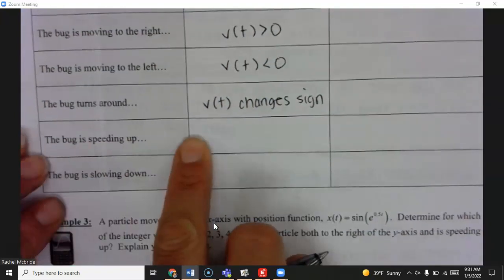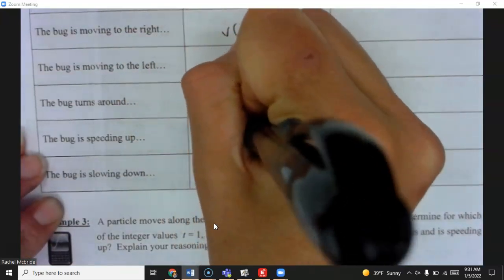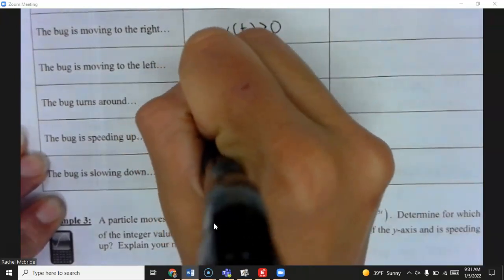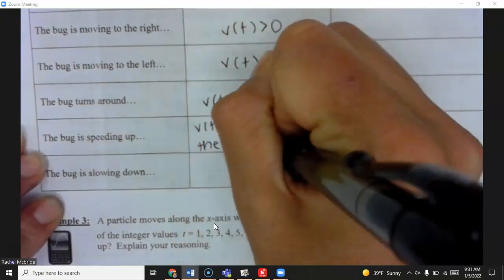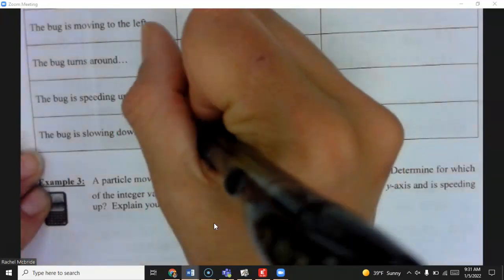If the bug is speeding up, velocity and acceleration have the same sign. And if the bug is slowing down, they're opposite signs.